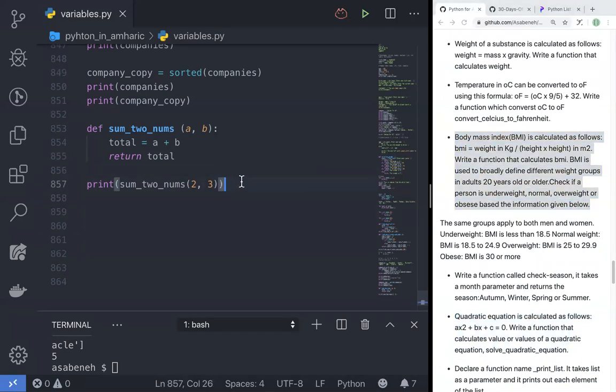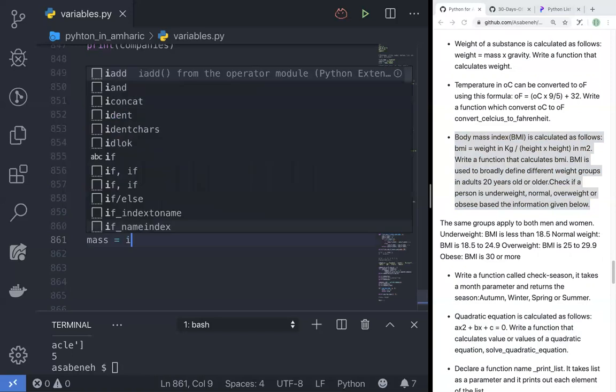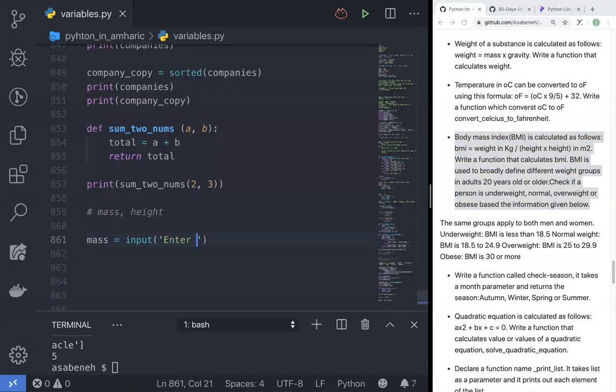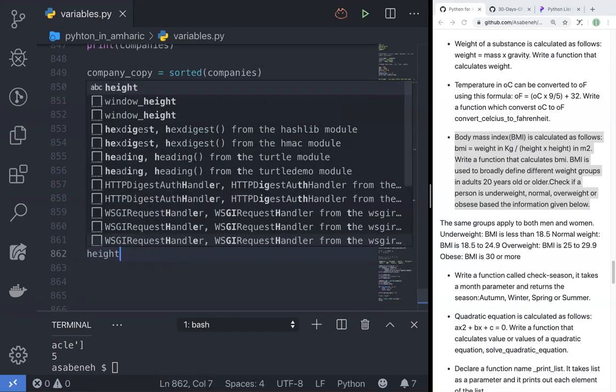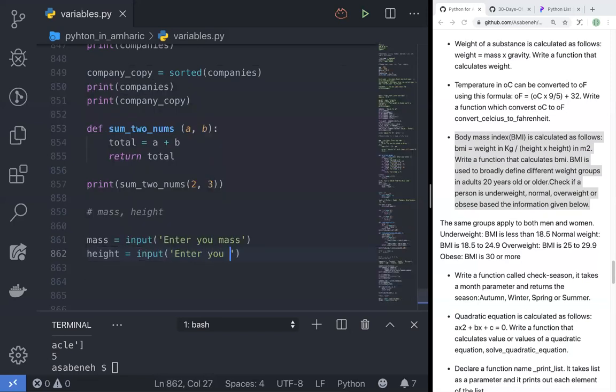Good. I'm at body mass index. It is calculated as follows: BMI is weight in kilograms divided by height in square meters. First, what do we need? We need mass and height. We may get mass, for instance, from input: enter your mass, and then height. Input: enter your height.